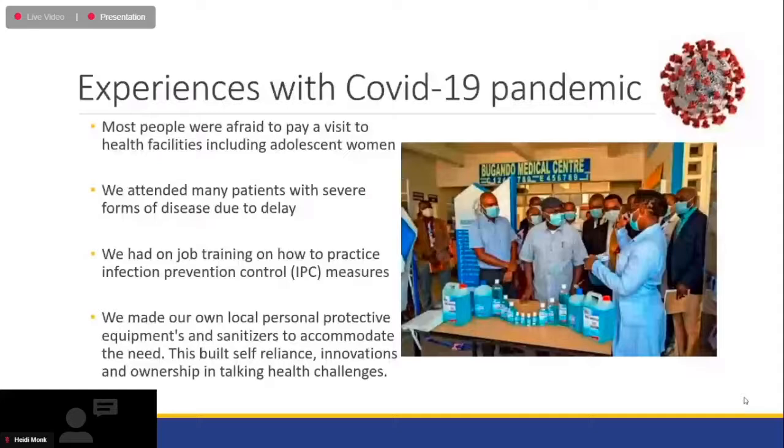And for us healthcare workers, we saw different conditions at a critical stage because people were delaying attending the hospital. We are happy because our hospital planned on-the-job training for healthcare workers to take more precautions on infection prevention and control, in order to keep them safe, because they are the ones at risk. Also, in connection with Uganda Medical Center and Catholic University, we managed to make our local personal protective equipment: gowns, face masks, sanitizer. All this was done to meet the need, and it built self-reliance, innovation, and ownership, especially during the COVID pandemic.